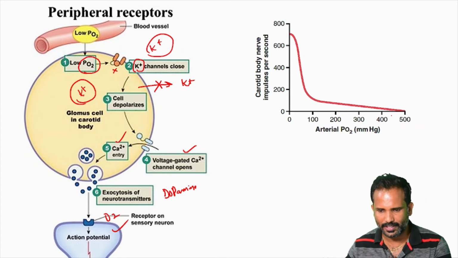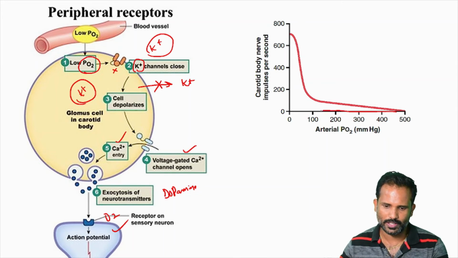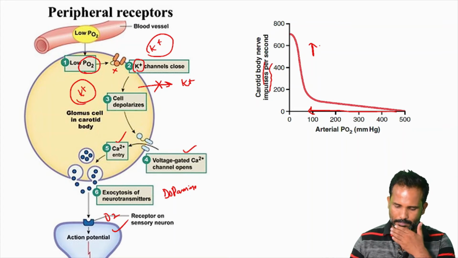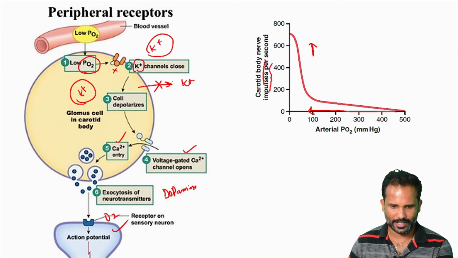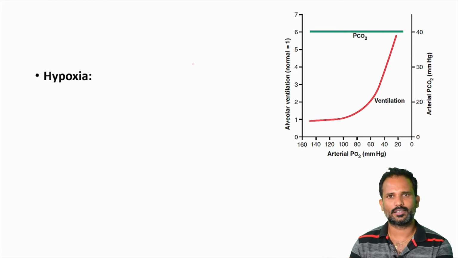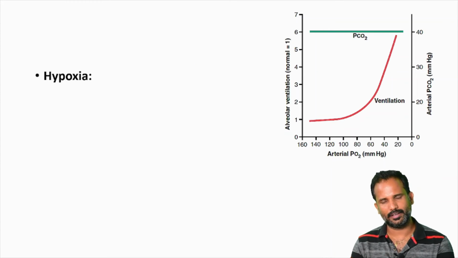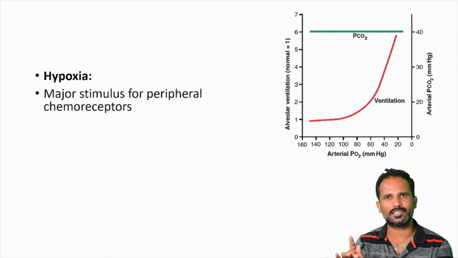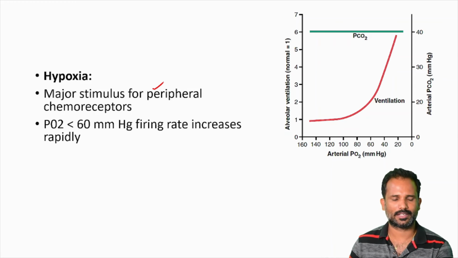And if you see, whenever the oxygen is lowered, the firing rate from the carotid body is increased. So to get depolarization, the prime thing to occur is closure of K plus channels. Coming to the three factors, first we'll talk about hypoxia. Hypoxia is the potent and main stimulant for the peripheral chemoreceptors, and at PO2 of less than 60 mmHg, the firing rate increases rapidly.